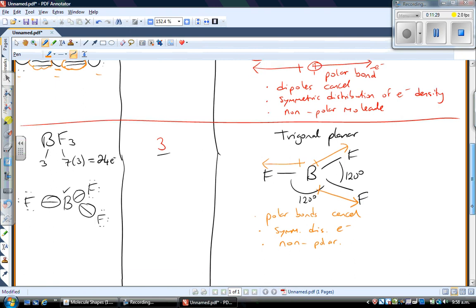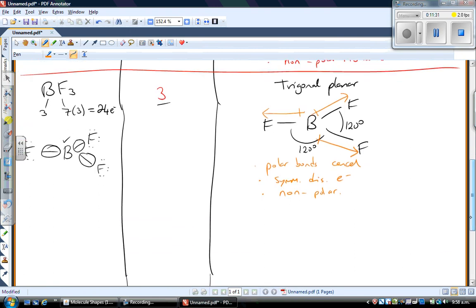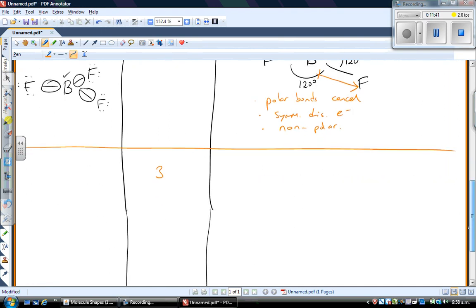All right, so back to molecules with 3 electron clouds. There's another example we can look at with 3 electron clouds, but in this case, instead of 4 atoms, we're going to look at 3 atoms. So 3 electron clouds and 3 atoms. An example of this is sulfur dioxide.